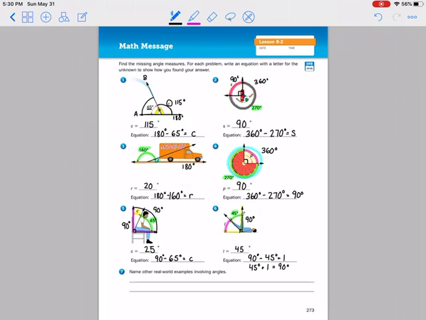Okay, so watch the next video when I go through all of the journal pages. There's a few for this lesson. There's three journal pages. So make sure you do all of them before you watch the next couple videos.